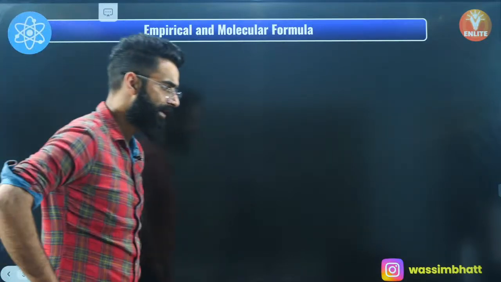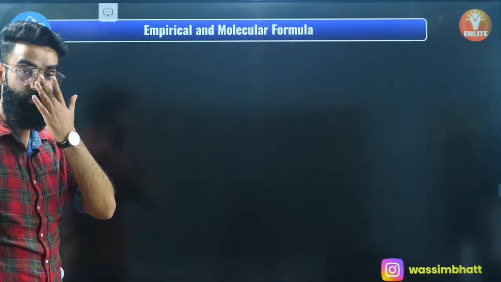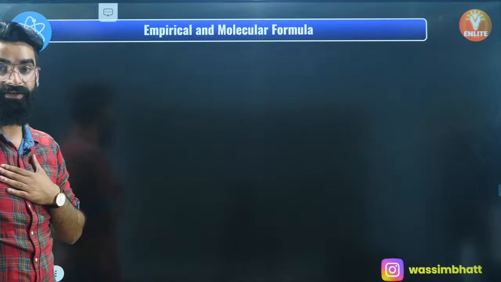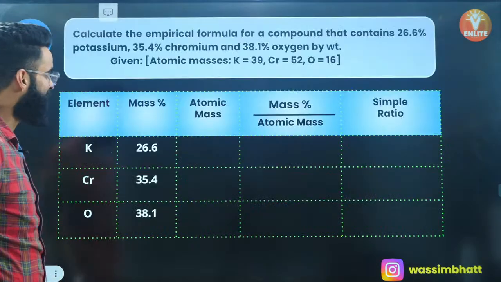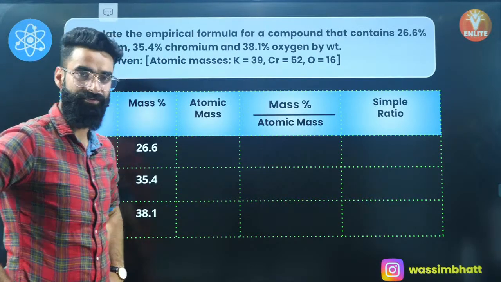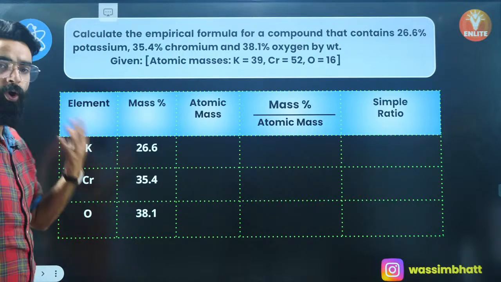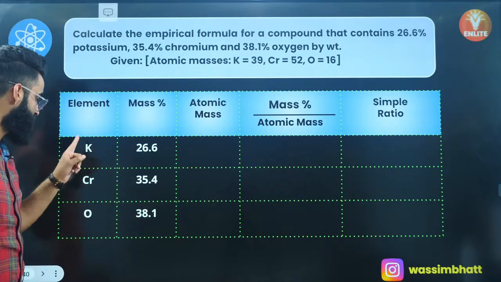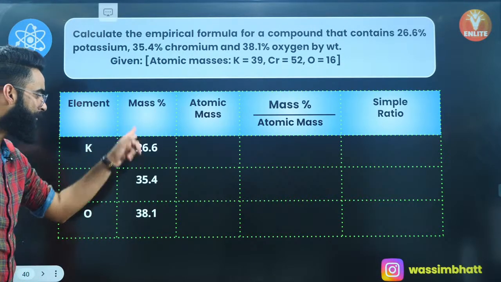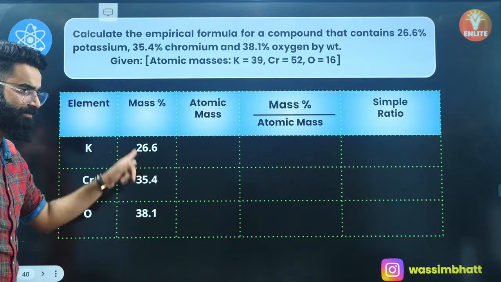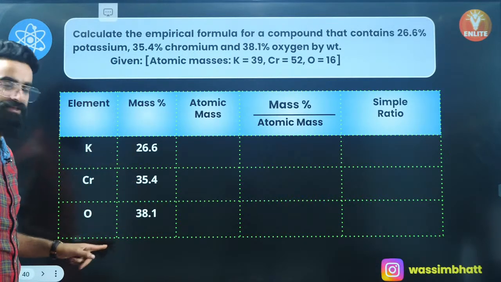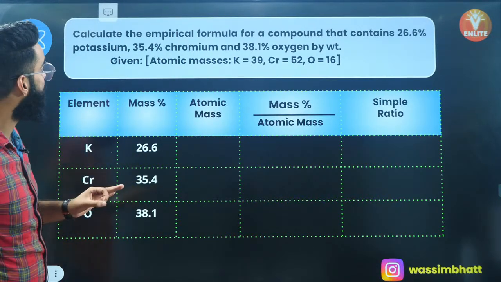Empirical molecular formula, right? There are questions based on this as well. There are questions which are asked from this particular concept as well. There is only one thing which you need to remember in the empirical molecular formula concept. See, guys, we have basically a compound which contains three elements: potassium, chromium, oxygen. Their mass percentages are given to us. I need to calculate the empirical formula.